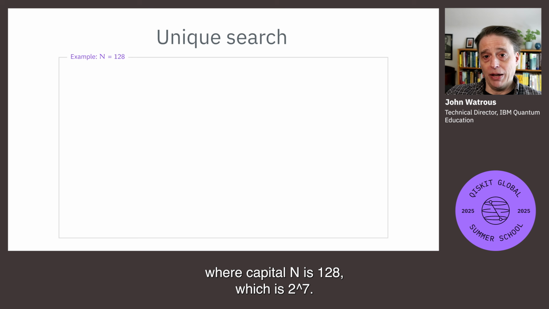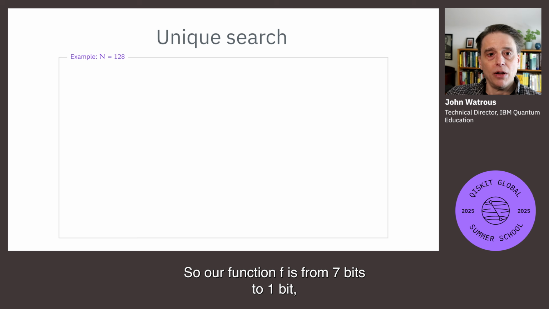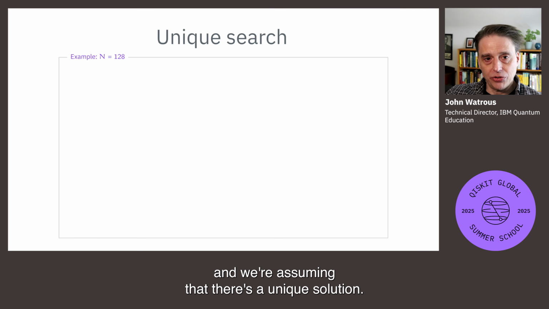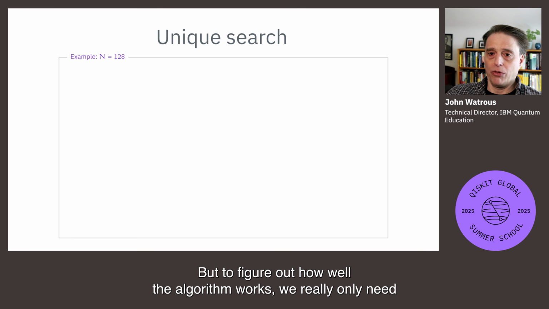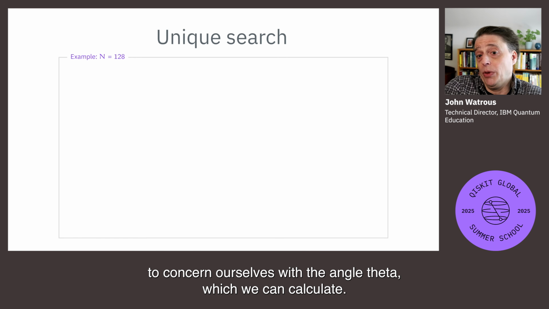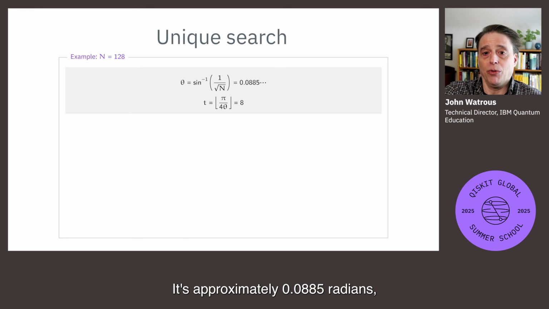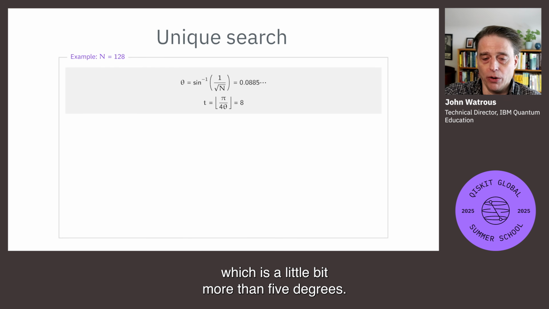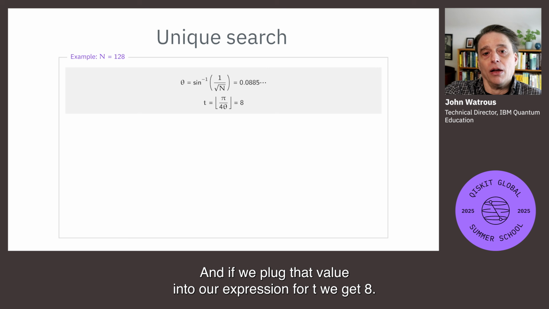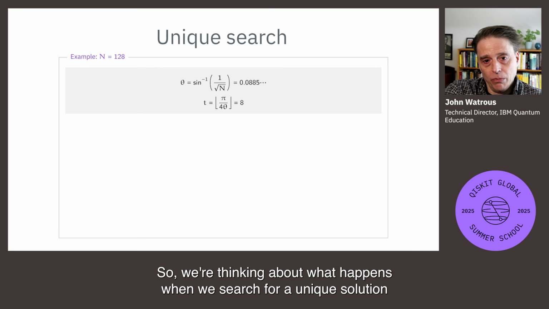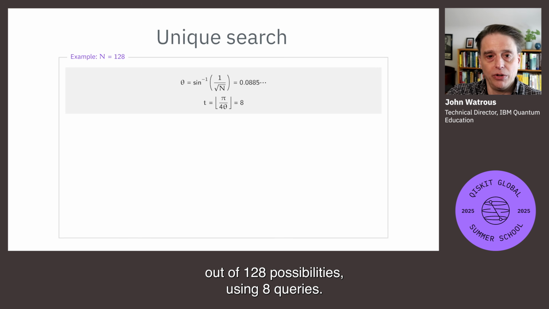Let's take a look at an example where capital N is 128, which is 2 to the power 7. So our function f is from 7 bits to 1 bit, and we're assuming that there's a unique solution. But to figure out how well the algorithm works, we really only need to concern ourselves with the angle theta, which we can calculate. It's approximately 0.0885 radians, which is a little bit more than 5 degrees. And if we plug that value into our expression for t, we get 8. So we're thinking about what happens when we search for a unique solution out of 128 possibilities using 8 queries.